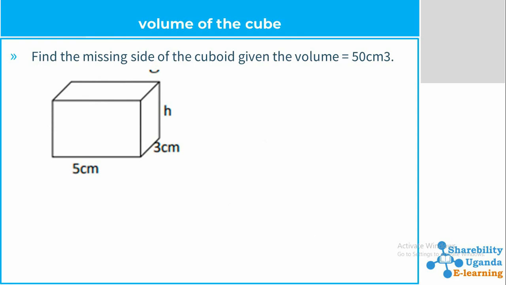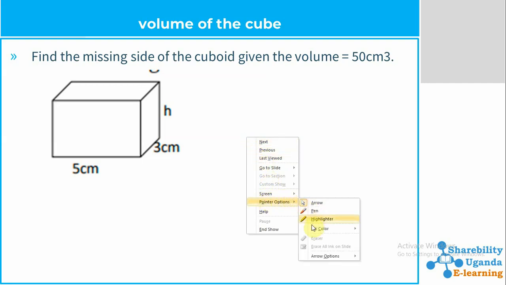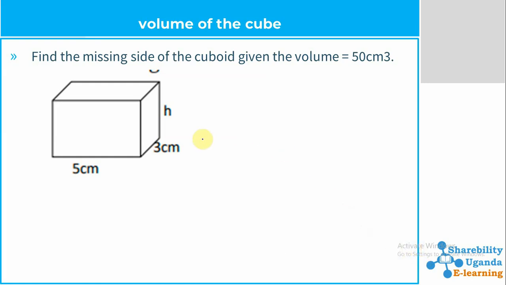So how do you come up with that? For example, here we have our shape, a cuboid, and they are saying find the missing side of the cuboid given the volume. They have given you the volume and hidden one of the sides, so they want you to find that side. The concept is simple: you need to know how to apply the formula. So let's get started with this question.